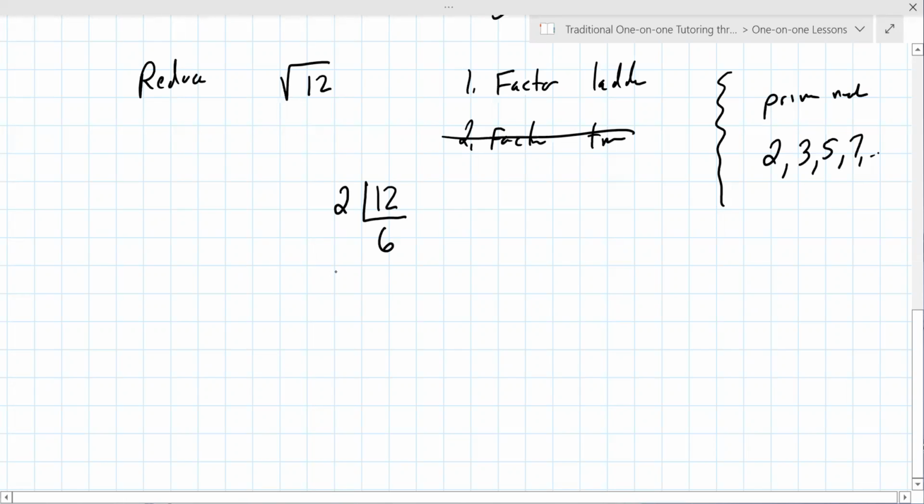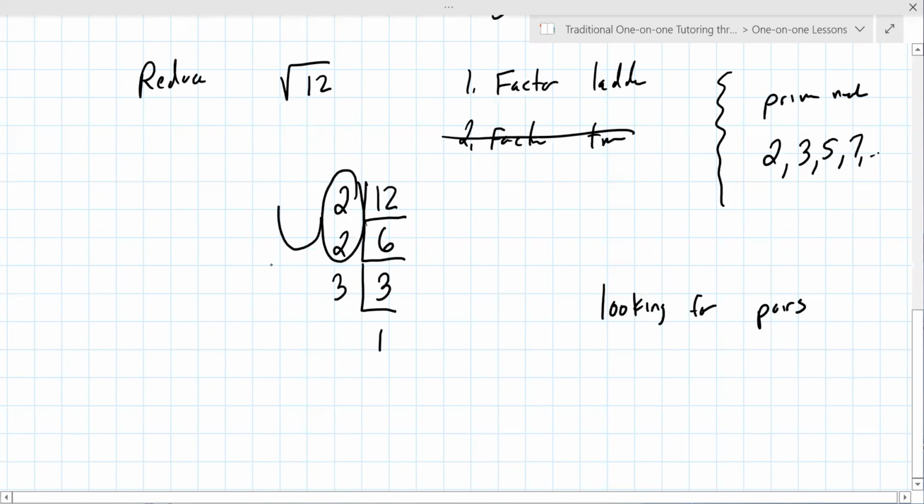And then you try the number again. This is the factor ladder. Maybe 2 works again. It does, and leaves you with 3. But 2 does not work because 3 is divisible only by 3. And now you have your factor ladder. Now, here's what you're looking for. You're looking for pairs. Do you see how there are two 2s? So we're going to bring one out. This direction means out. But there's only one 3, so that's going to stay in.